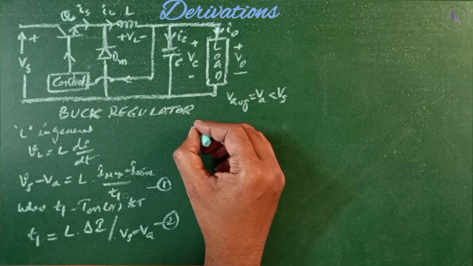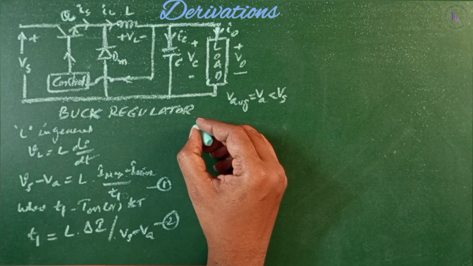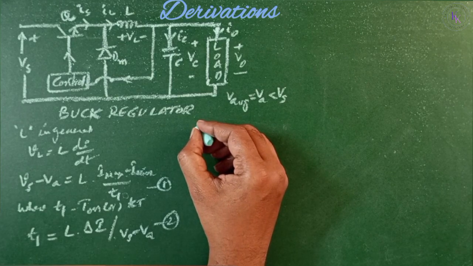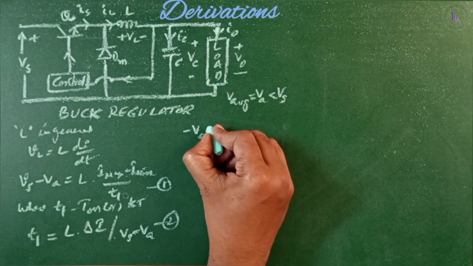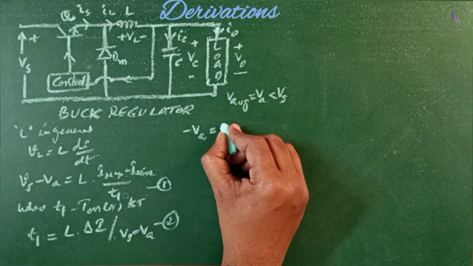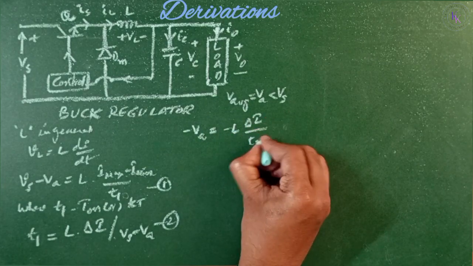During the turn-off period, that is T2, the inductor current falls from I max to I minimum, and the voltage available is only the average output voltage, which is negative, equal to minus L delta I divided by the time T2.